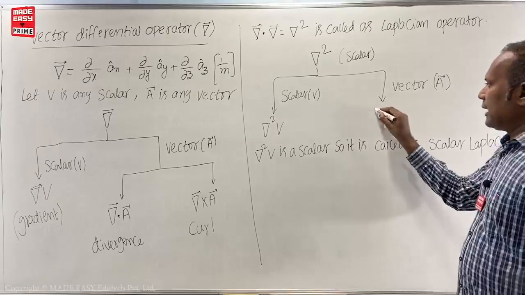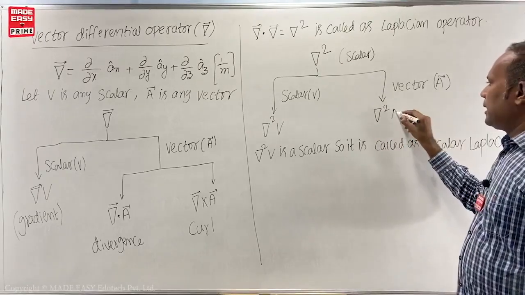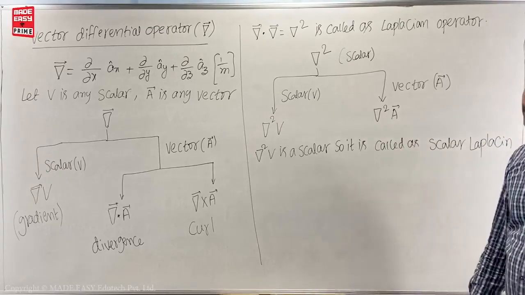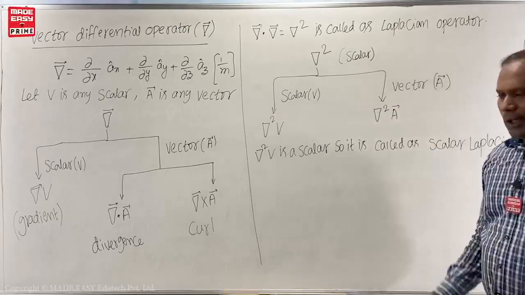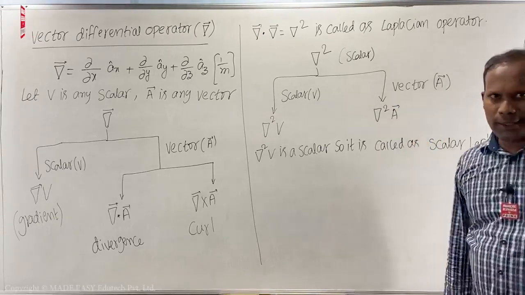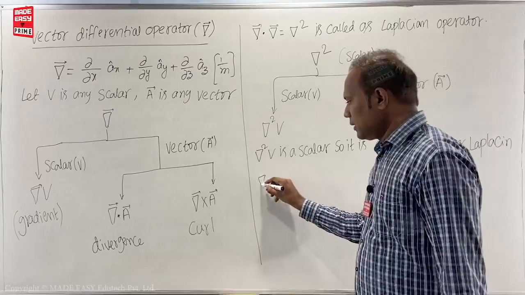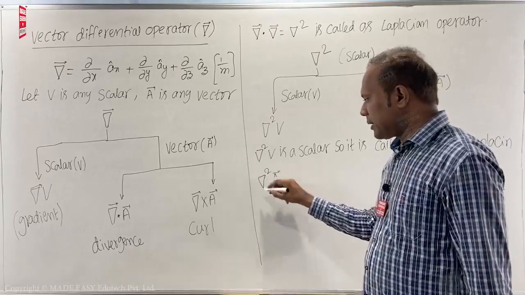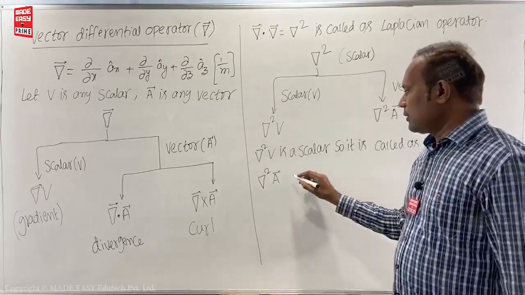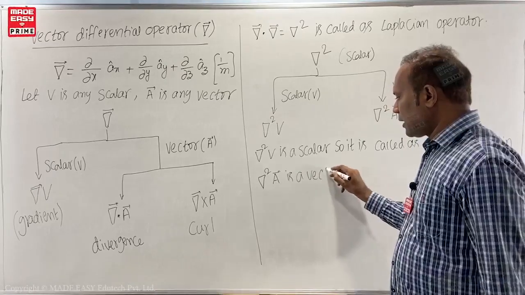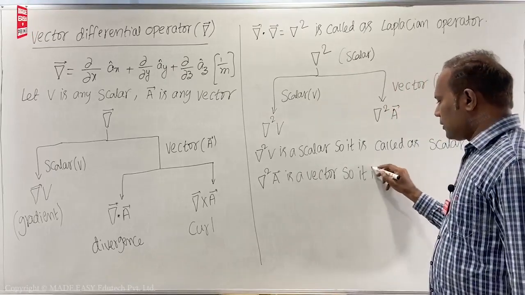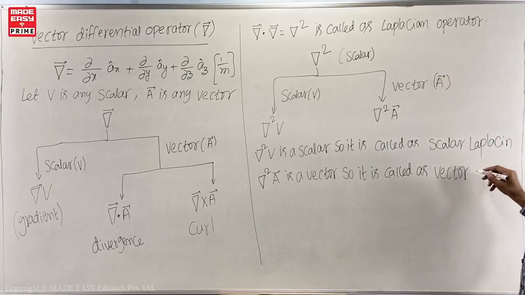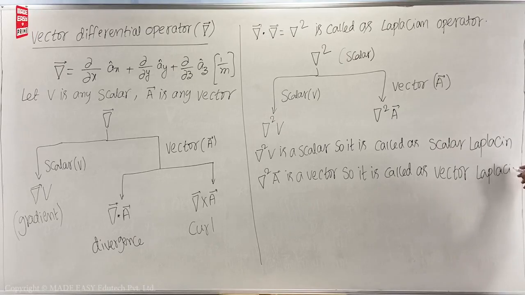Similarly, if you take del square and multiply with a vector, multiply meaning write it alongside, no dot, no cross, then result is a vector. So it is called vector Laplacian. So del square is Laplacian operator. If you operate this with a vector, then result is also a vector. So it is called as vector Laplacian.